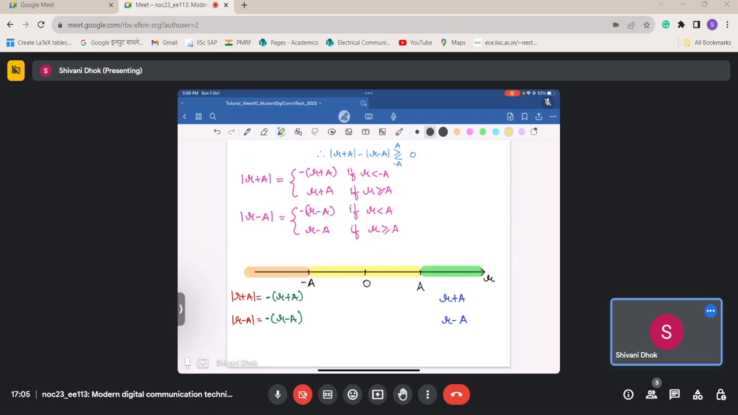now in this region here r is lying between minus a and a, means r is greater than or equal to minus a, which means magnitude r plus a is equal to r plus a. So here we have it as r plus a. So this is greater than or equal to minus a. However, it is less than a. So if it is less than a, then magnitude r minus a will be equal to minus of r minus a. So this is what we are having.